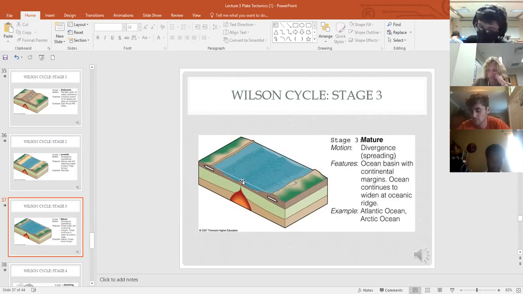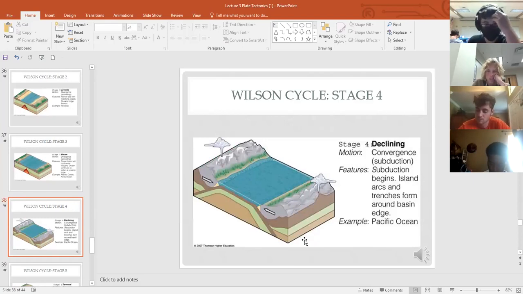You have your oceanic ridge, you have your deep ocean floor. Notice here now you have deep ocean floor, abyss. You have continental shelves. You don't have coastal plate tectonics yet because it's not fully mature. It's maturing.